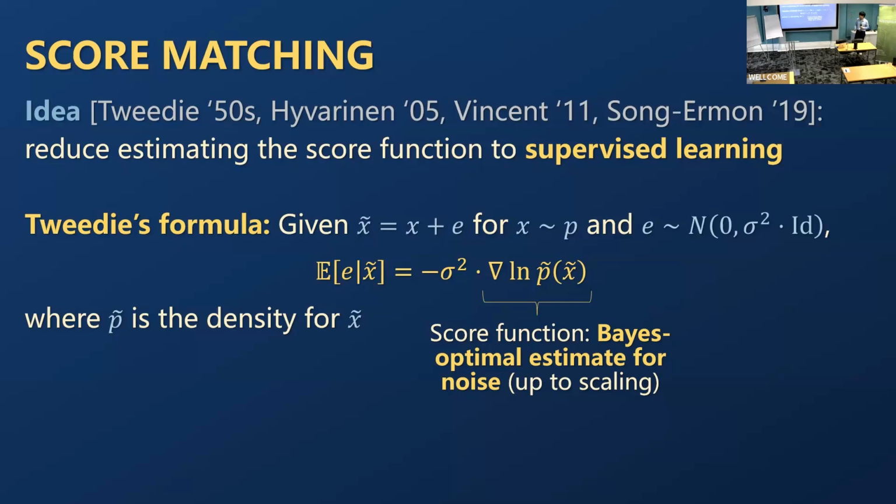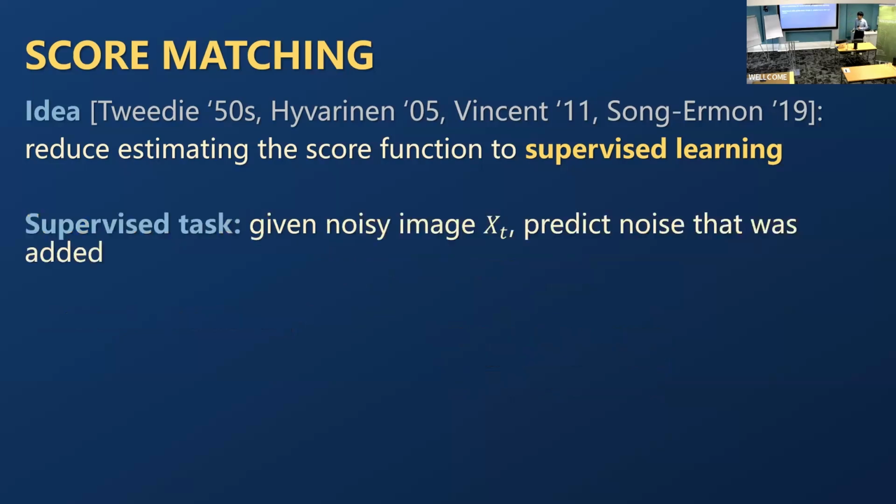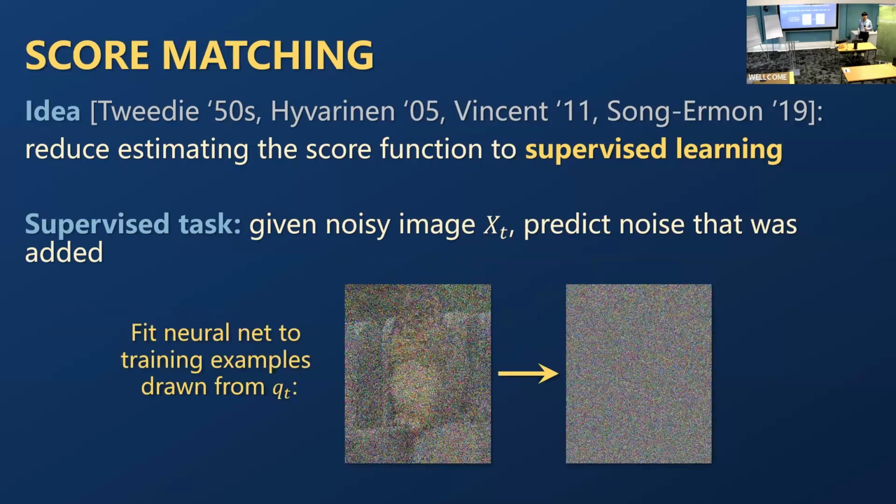Okay. And so now that we have this kind of estimation task, we can plug this into the machinery of deep learning, and we can just train a suitable neural network to, given a bunch of noisy images labeled by the noise that was added, solve this prediction task. So now you want to fit a neural network to training examples that were drawn from the distribution, and you want to estimate the noise. Okay, so this we all know.